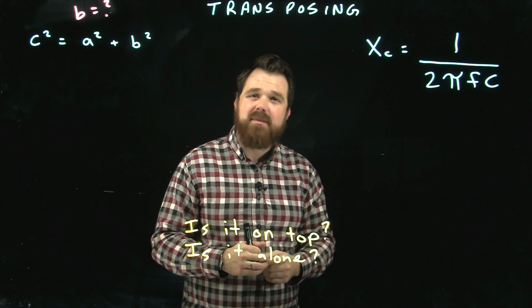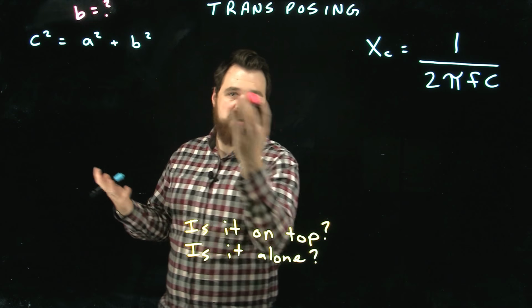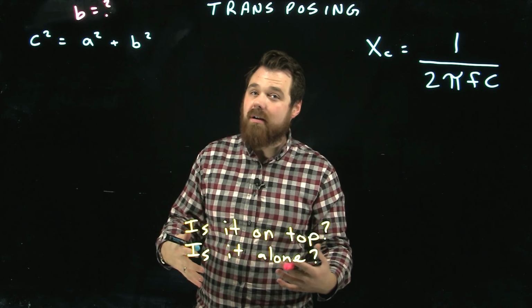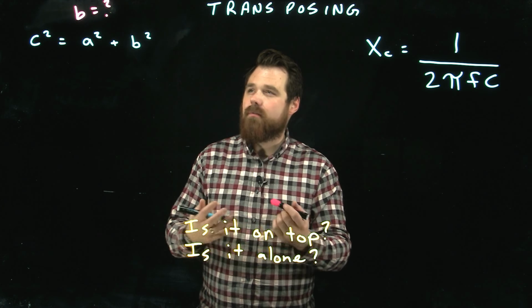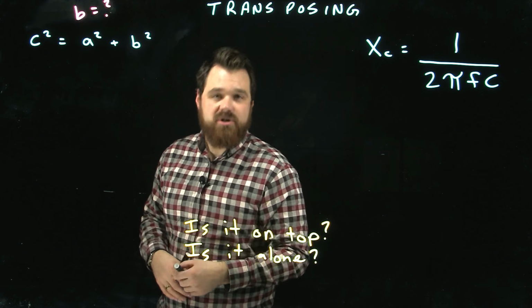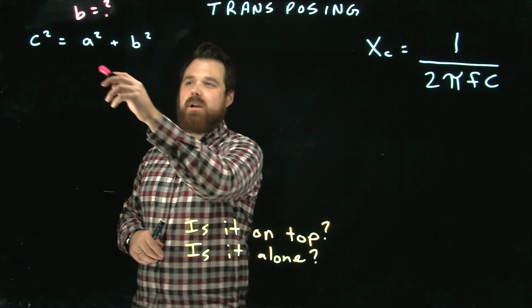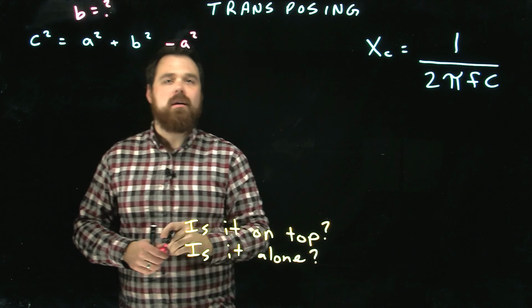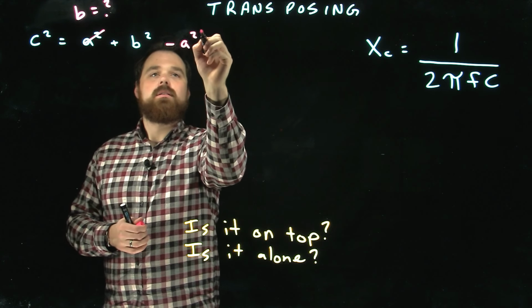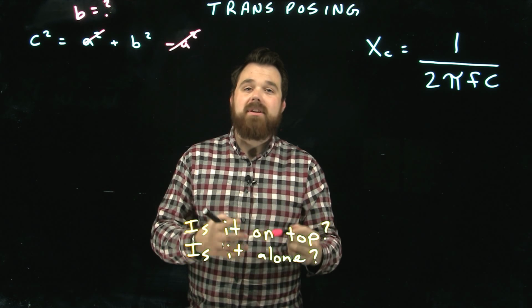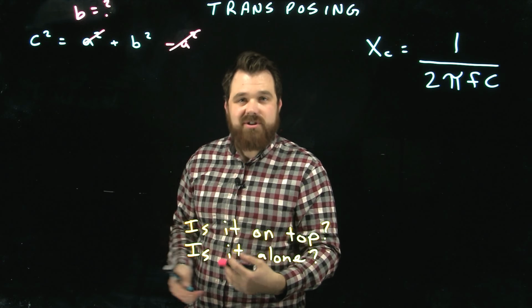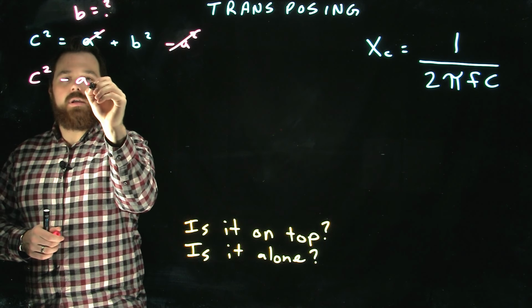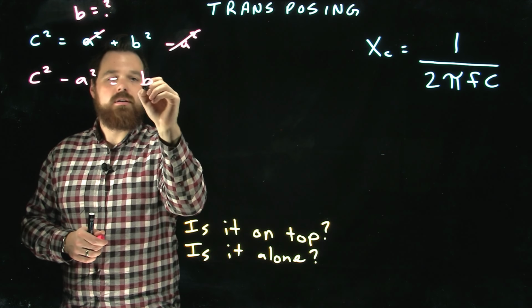The next question I need to ask myself, is it alone? In this case, b squared, or b is not alone. It's a squared plus b squared, so we need to get rid of that a squared. We also are going to need to get rid of our squared. So our first step, we need to do the opposite function of what we have. So because we have a plus b, if we are just to minus a squared here, well, that's going to cancel these guys out. But we have to keep in mind what we do to one side, we need to do to the other side of the equal sign as well, which gives us now c squared minus a squared equals b squared.